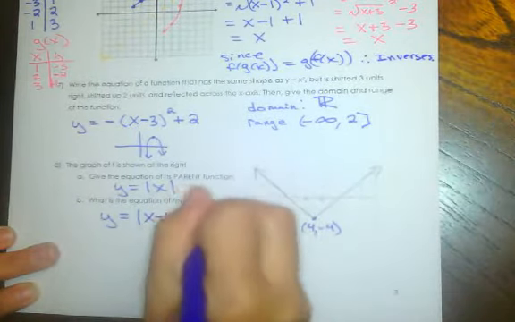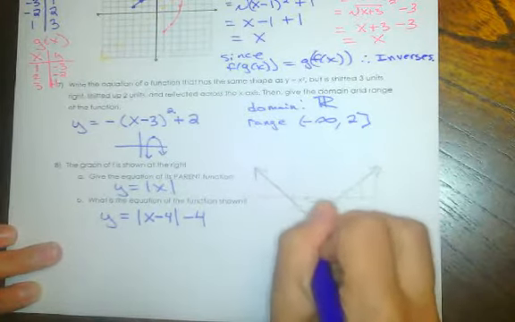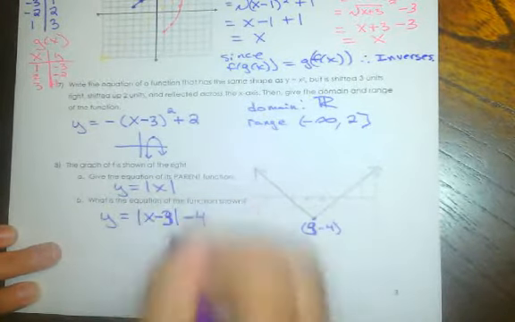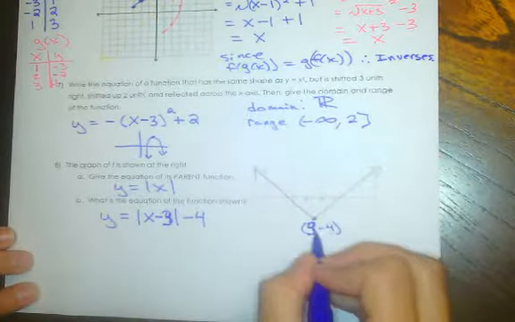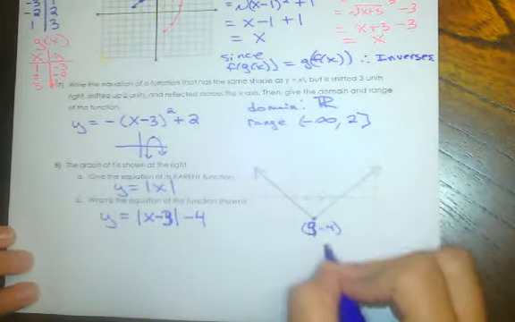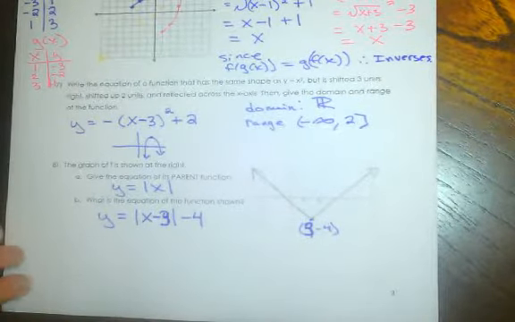And down 4 is also going to be shifting it 4 that way. Oh, actually I lied. This is going to be a 3. So we'll change that to a 3. Sorry, it was hard to see. So I'm saying that this here is the point 3, negative 4. And so that would be a 3 there. Sorry about that. Okay. And then you can go ahead to the next page.